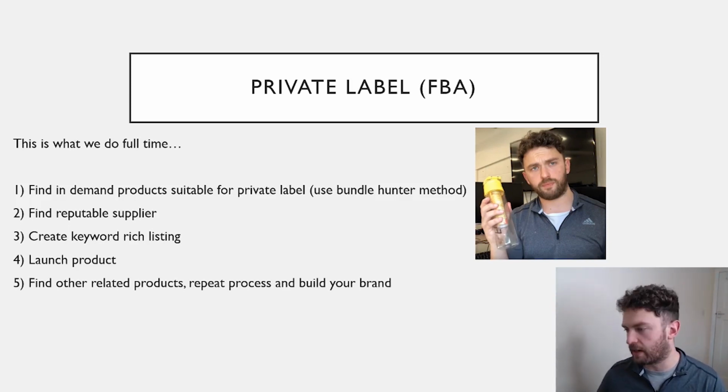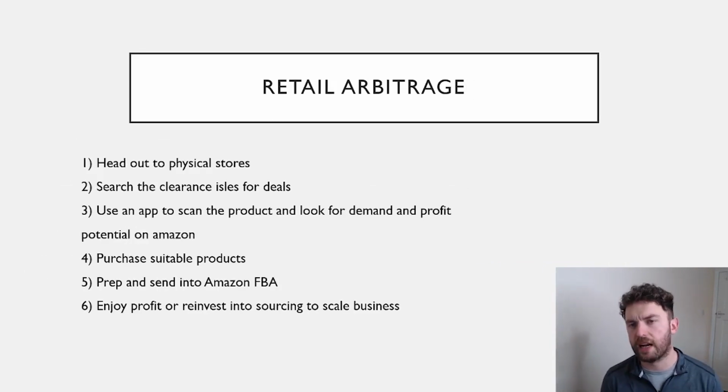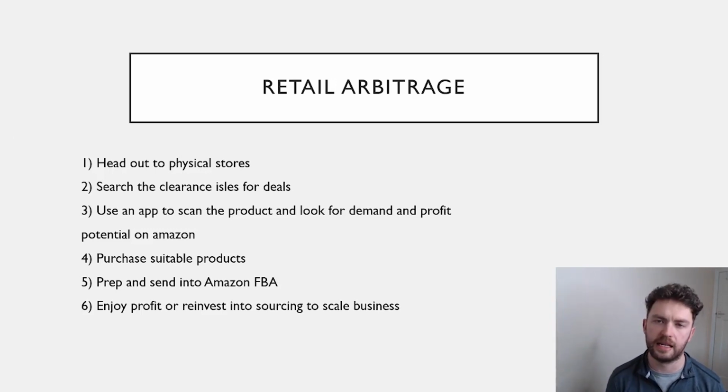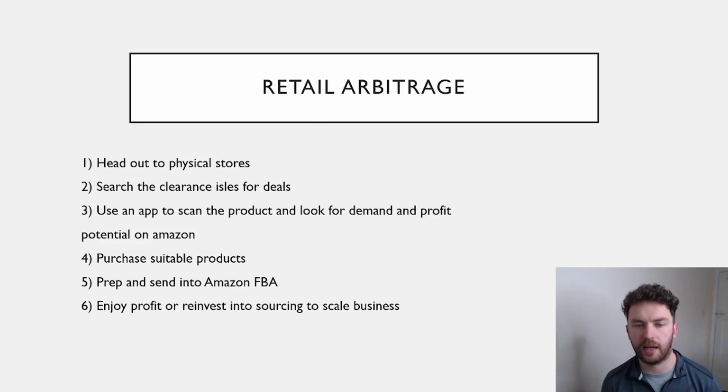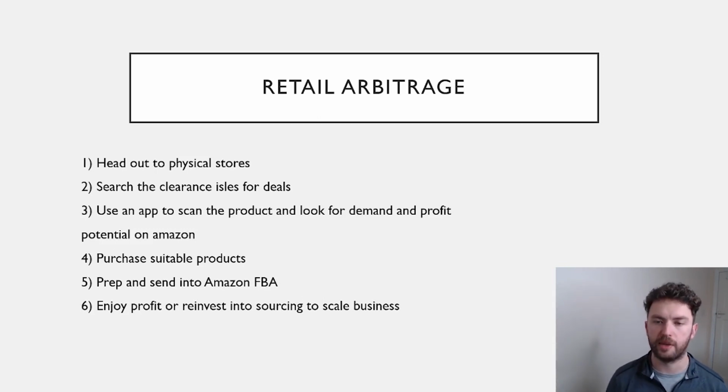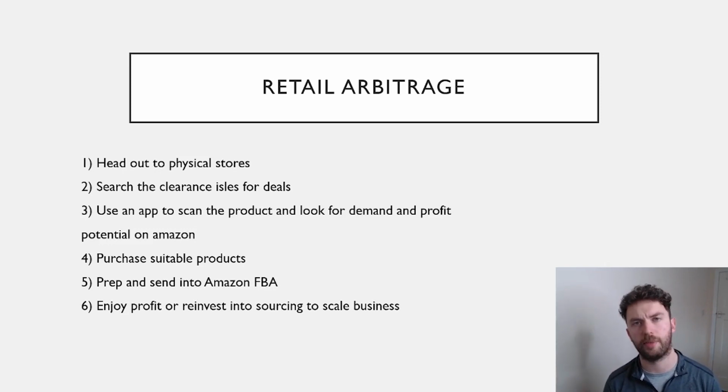Let's move on to the next model, which we have a little bit of experience in, but not too much. So it's retail arbitrage, and this is where you are looking for opportunities outside of Amazon to purchase and then resell on Amazon for a profit. So what a lot of people do is head out to physical stores, search clearance aisles for deals, use an app to scan the product and look for demand, because you need to know that enough people are going to be buying that product. You also need to make sure there aren't too many competitors on that listing and it's not a complete race for the bottom. And with that in mind, you're going to need to make sure there is enough profit potential for you.